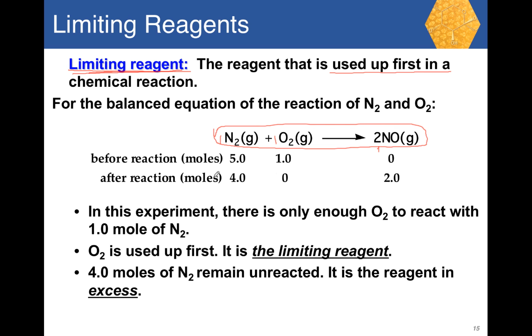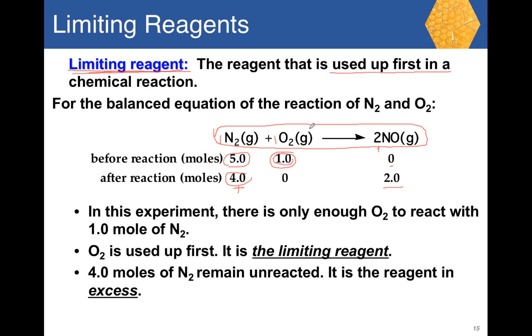Okay, so before the reaction starts, if you have 5 moles of nitrogen and 1 mole of oxygen, that's before the reaction starts, you have no product. Once the reaction occurs, after the reaction is done, you can see that 1 mole of oxygen will be used up, using up 1 mole of your 5 moles of nitrogen, leaving 4 behind to give here 2 moles of your product.